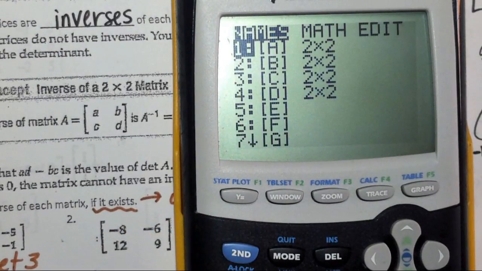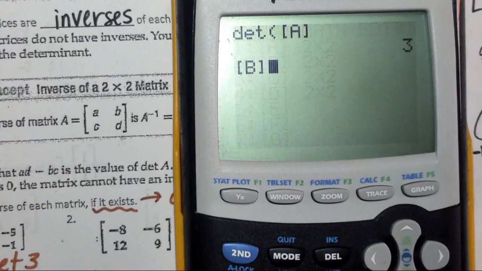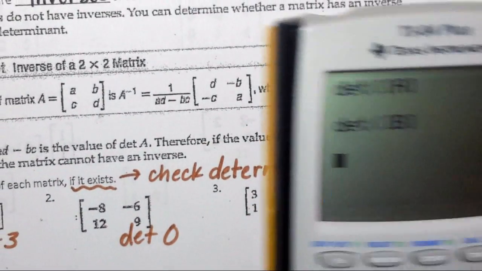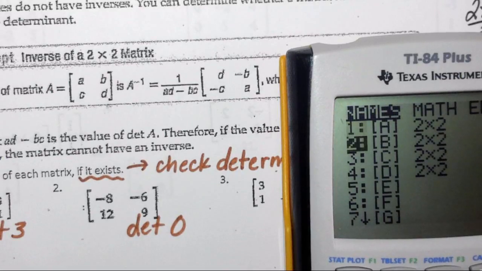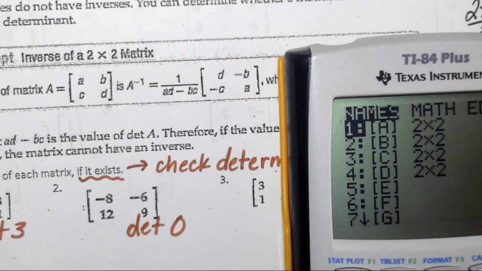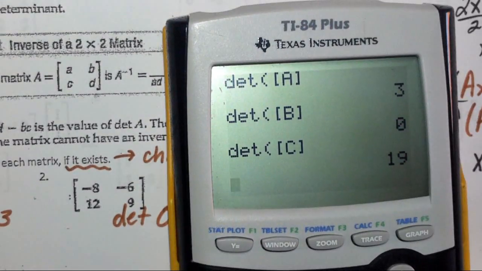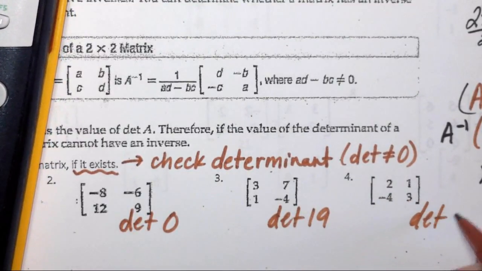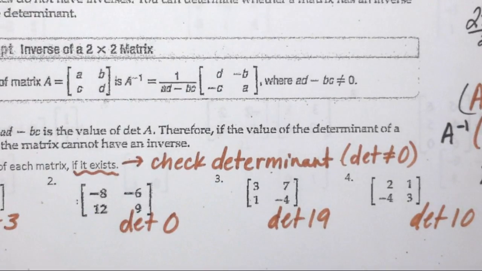Okay, so I need you to check all 4. So let's make sure he's not crazy. The determinant of B is 0. So we'll come back to that one in just a second. Nick was right. He can have a point. The determinant of 3 is... Gilberto gets a point. So we want math, determinant, second matrix, C. That is 19. Okay, and you can have a point for that, Karen.